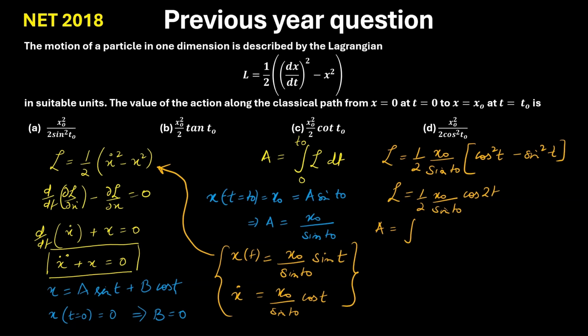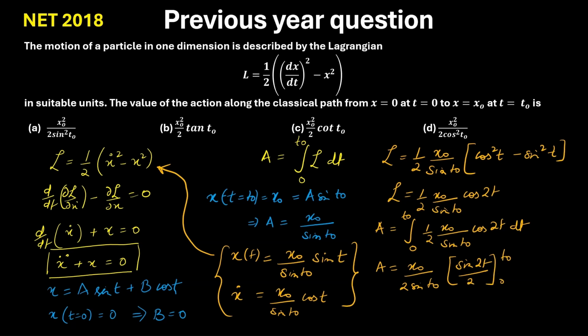So it is from 0 to t naught, half of x naught sine t naught into cos of 2t dt. So I can take the constant outside. So it will be x naught by 2 sine t naught. So cos 2t, the integration is sine 2t by 2 from 0 to t naught.